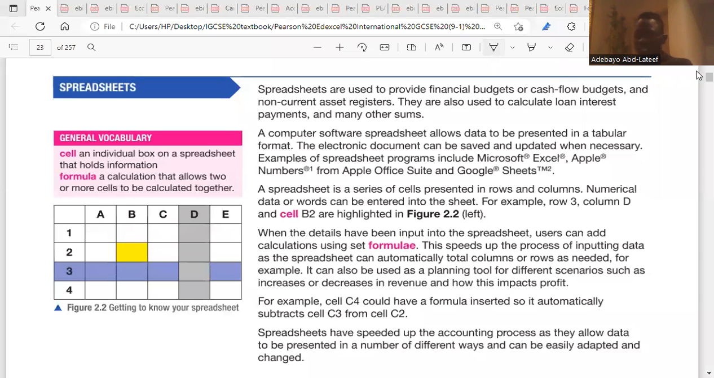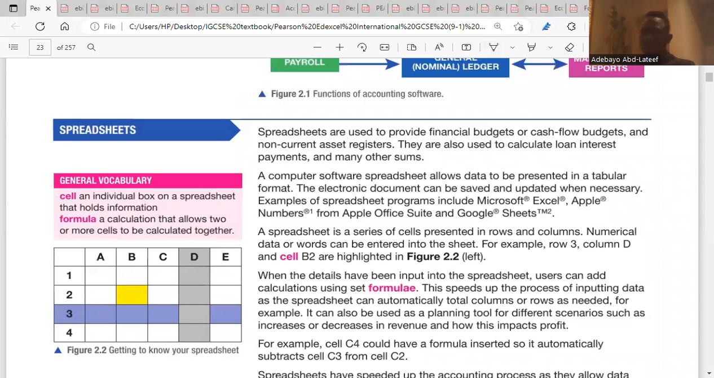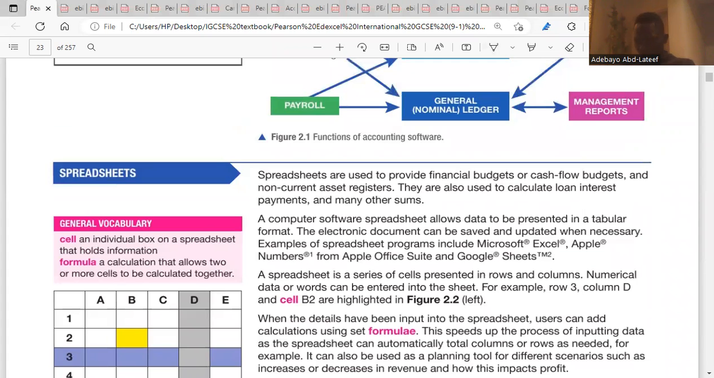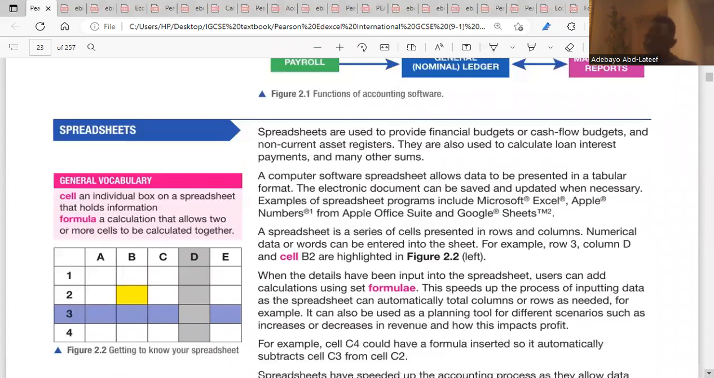So go to spreadsheets now, still part of accounting software. So what do we use a spreadsheet for? We use a spreadsheet to create a tabular form of information on data of a business. So instead of having them written down, we use the spreadsheet to create numbers, figures, data, numerical, to add and subtract using the system. That's what we use the spreadsheet for.